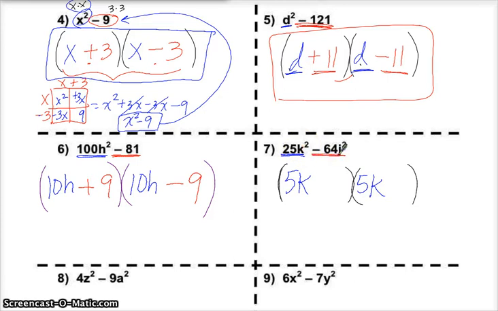Negative 64j squared. Well, we have to have a plus and a minus, because positive times negative is negative. And then 8 times 8 is 64, but notice it has a j squared attached to it. That's okay, we just have to include a j with each one. Positive 8j times negative 8j gives me negative 64j squared.